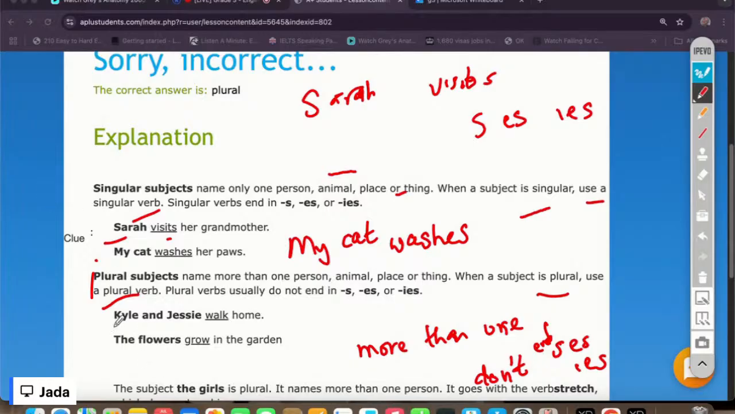Just like we have "Kyle and Jesse walk home," you can see that Kyle and Jesse is two persons, right? So walk as the verb doesn't need to have s or es. It's just walk. Then we also have "The flowers grow in the garden." Now the flowers, it's what? Lots of flowers, right? So the verb will just be grow without s. You don't need to add any s to it.